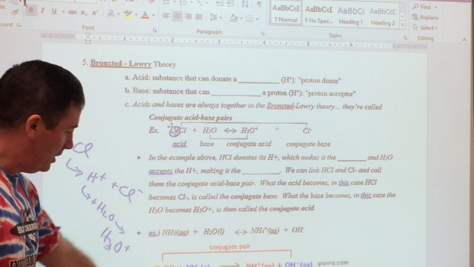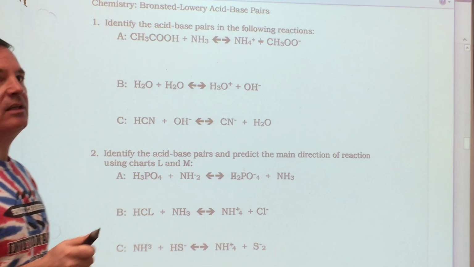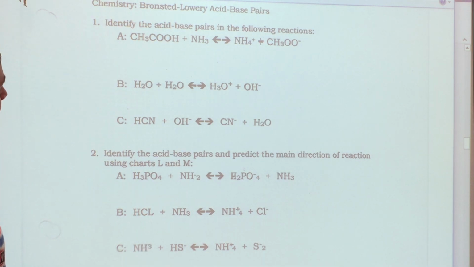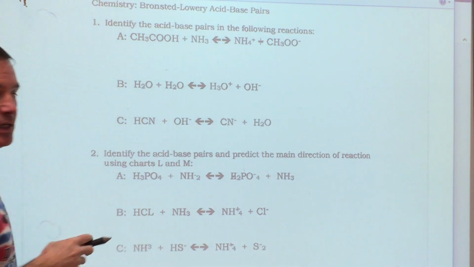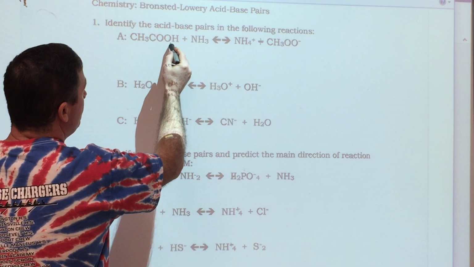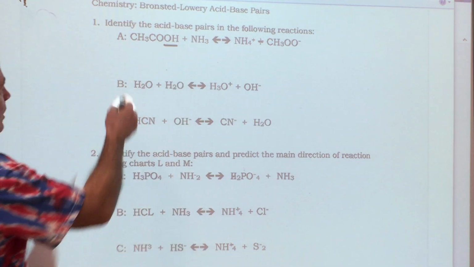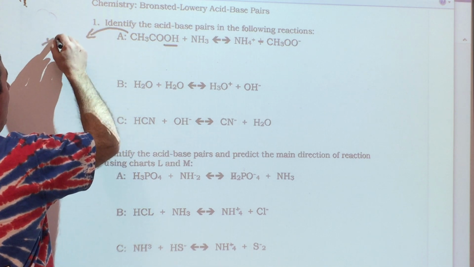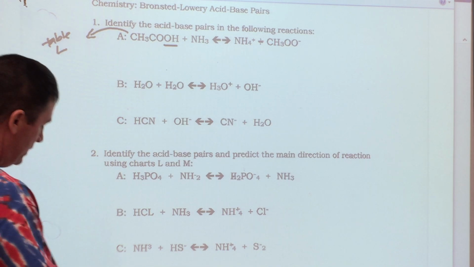Okay, so let's take a look at this sheet. I've uploaded it, and I think you already have it in the packet before we left. So all you have to do is identify the acid-base pairs in these reactions. Okay, normally, don't let this throw you off, normally we've learned that OH at the end indicates a base. But if you were to look this up in table L, I believe, table L is the one that shows you the different acids. It could be M, but I think it's L. Let's check actually.